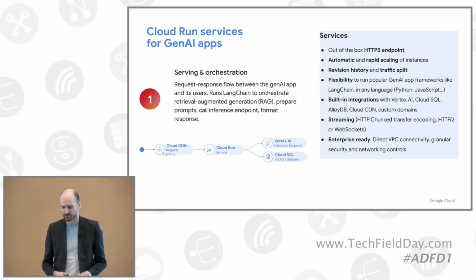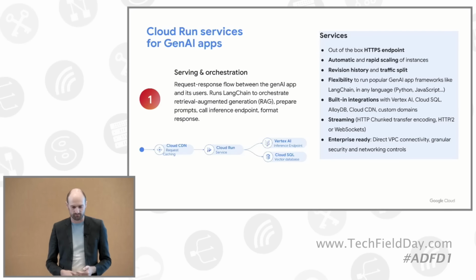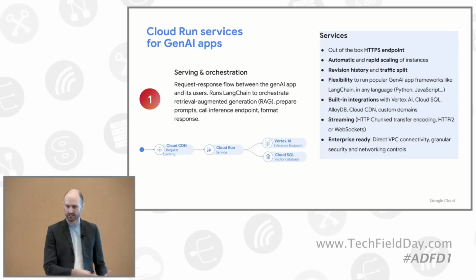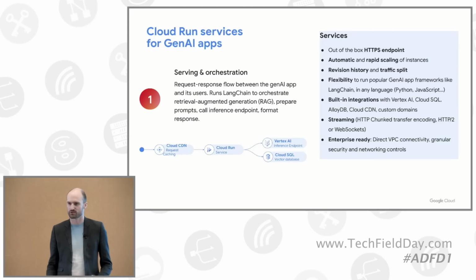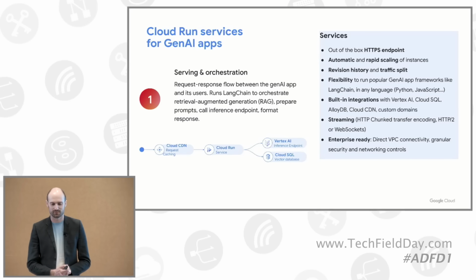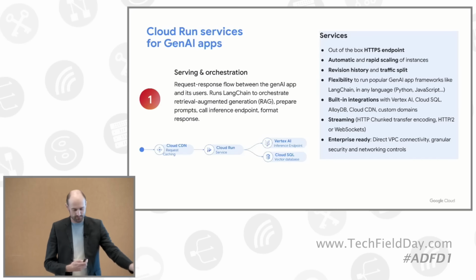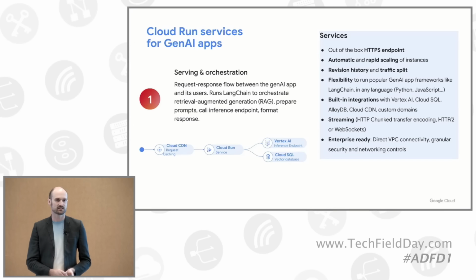So we've talked about Cloud Run services. You know now that they have an out-of-the-box HTTPS endpoint. They auto-scale on demand. You have a revision history, as you remember. And they can run any container, and therefore any GenAI framework, like LangChain is one of them. But LangChain has a Python version, a JavaScript version. Cloud Run is not opinionated about that. Use whatever fits your needs. You can stream the response back to the end user. And as Sridhar described, it is enterprise-ready, notably via direct VPC connectivity.